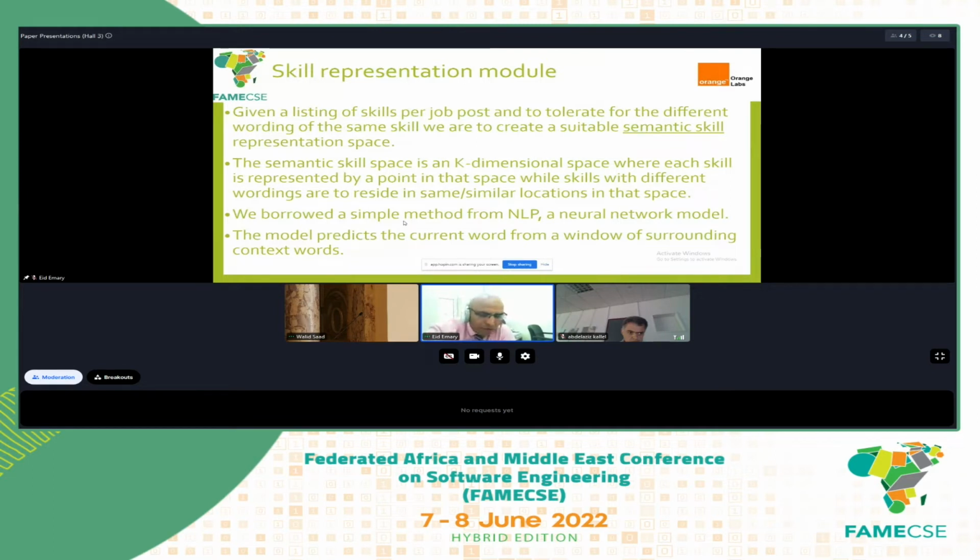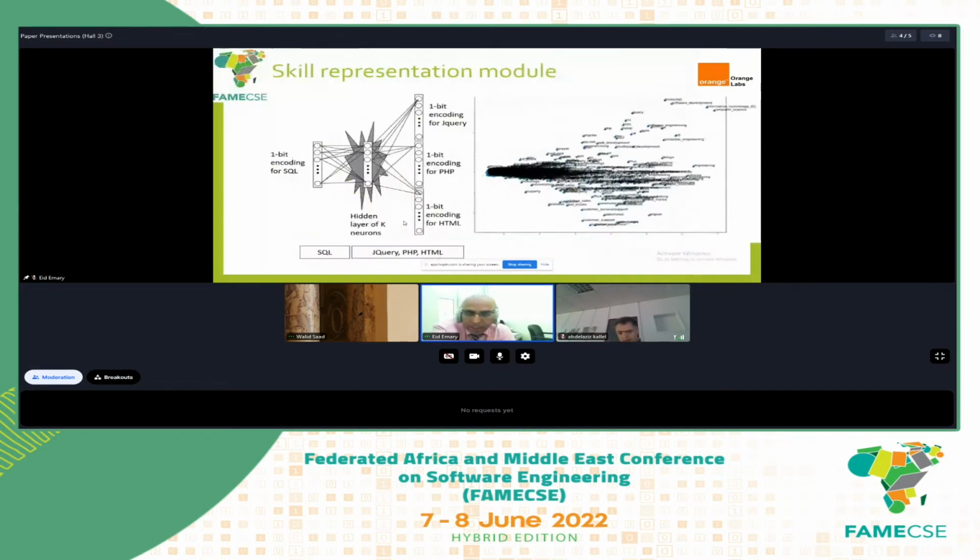which aims to create a representation for the given skills rather than treating them as words. We convert it into a k-dimensional space, which is a semantic one, so nearby skills coexist in nearby locations. This is very common in natural language processing, and we used the same technique for capturing and representing skills. As you can see, it is a simple neural network with one skill used to predict other skills from the same job post.